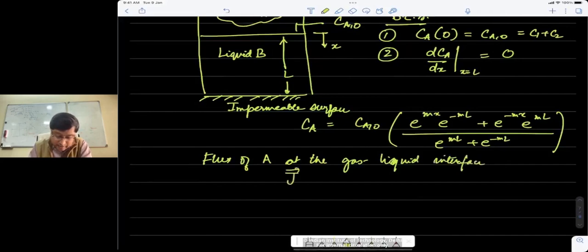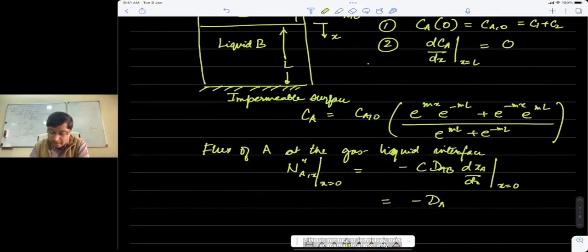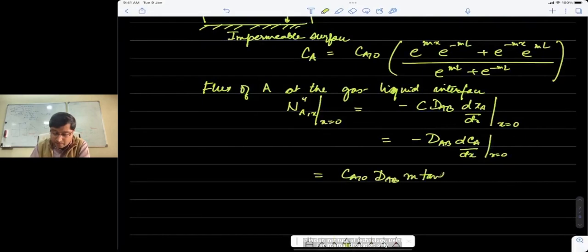So this flux J_A star at x equal to 0 would just be, or rather I should say total flux now. Why am I just writing J? So N double dash A at x equal to 0, or in fact the vector is also gone now because this is only along x. So let me say N_Ax at x equal to 0 would be minus C times D_AB dx_A/dx at x equal to 0. And of course, since one of the assumptions that I'm not showing here is that the total mixture concentration was the same, this could also be written as minus D_AB dCA/dx at x equal to 0, and this comes out to be CA0 times D_AB m times tanh(mL).